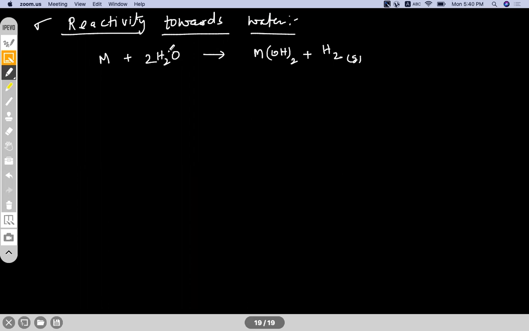Could you tell me, is the reaction of alkali metal with water exothermic or endothermic? Exothermic. A high amount of energy is released. Correct. Same thing we have here also, but the amount of energy released is lesser than that of group one elements. Write on this point: it is exothermic, plus heat. The energy released is lesser than that of alkali metals, hence the reaction is less vigorous.